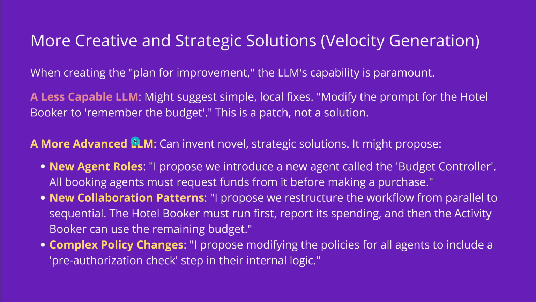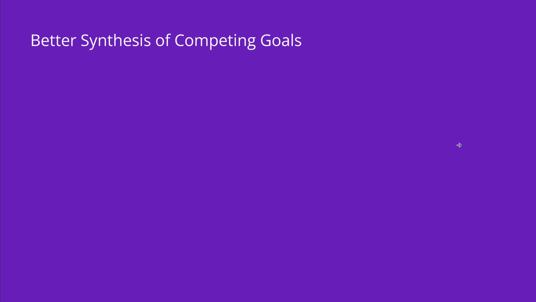However, the new advanced LLM can say, hey, I can invent a novel strategic solution like a new agent, a new role. I propose that we introduce a new agent called the budget controller. All booking agents must request now from this controller. Or I have new collaboration patterns. I restructure the workflow from parallel to sequential for particular time periods for critical whatever. Or I make policy changes on a more complex level. How beautiful is this? How more chaotic is this? How more hallucination prone is this?